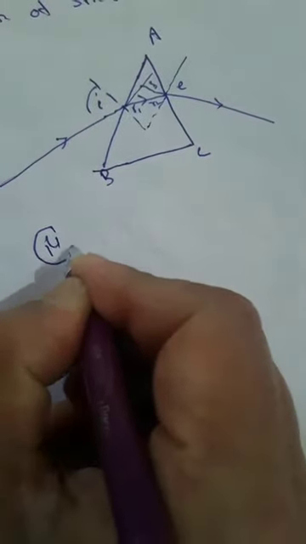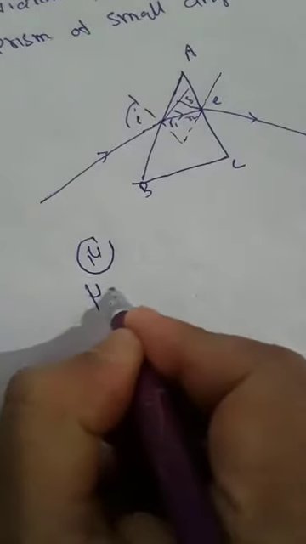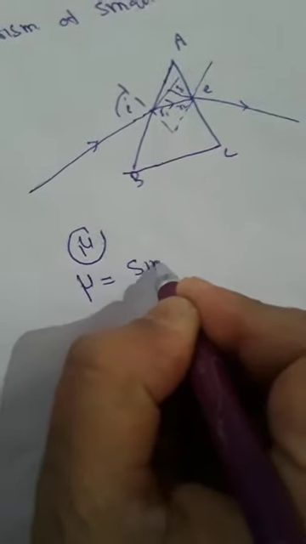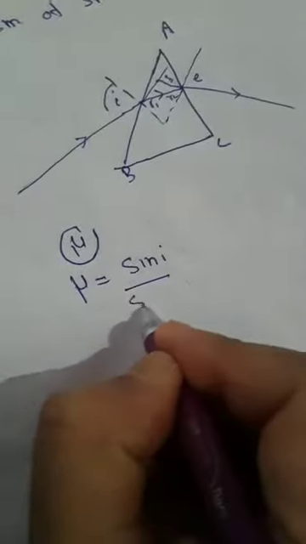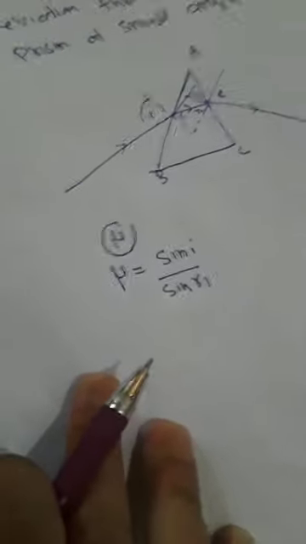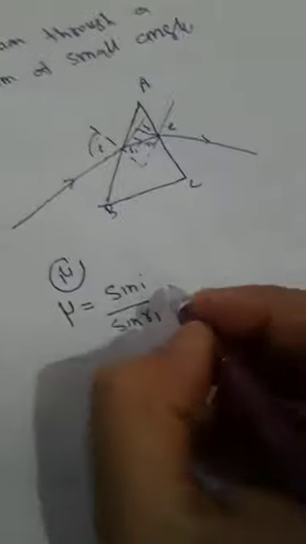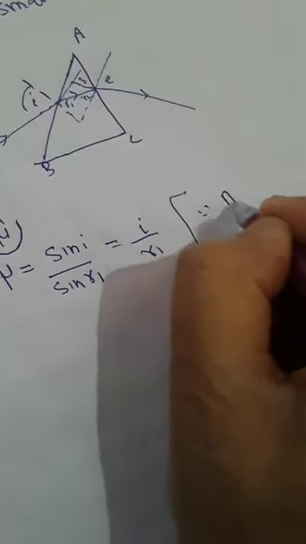Suppose mu is the refractive index of the prism, then according to Snell's law, mu is equal to sin I divided by sin R1. Here it is not R, it is R1, sin R1. We can write I divided by R1 because it is a small angle prism, because angles are small.